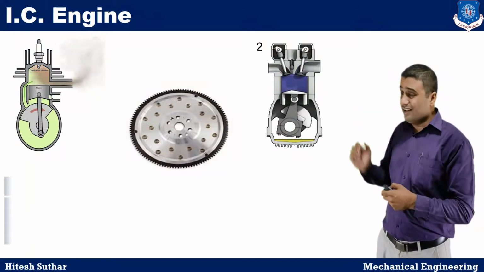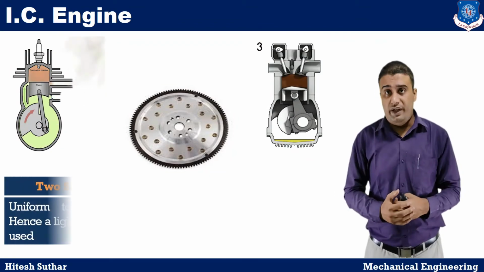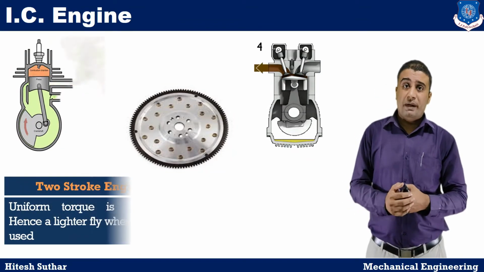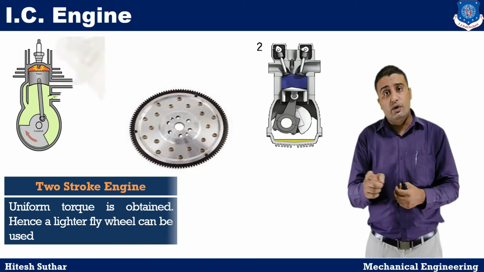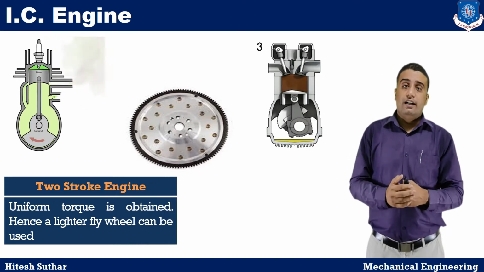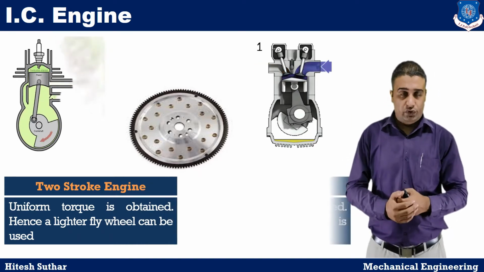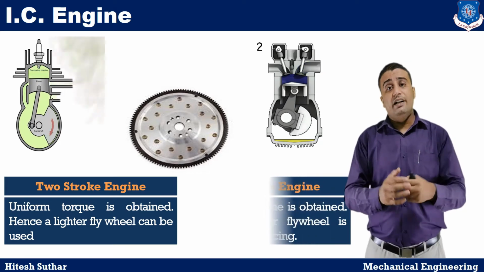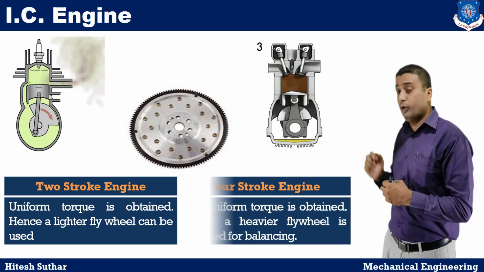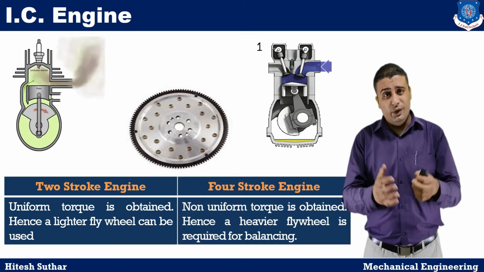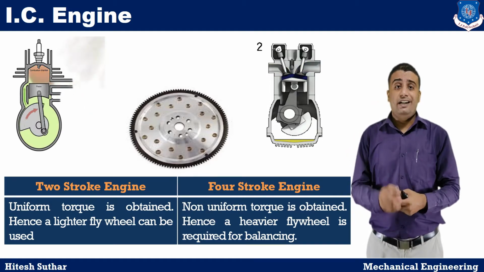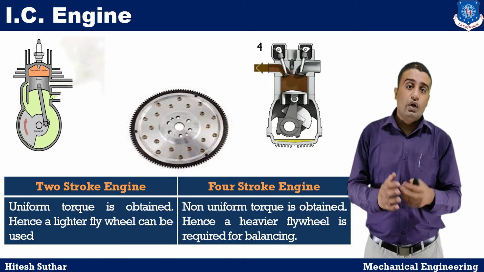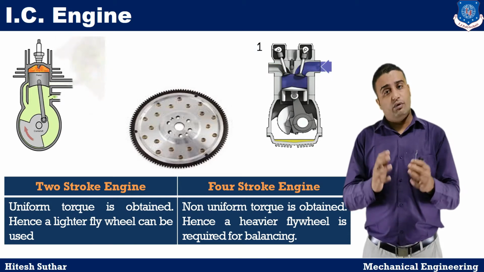So, in two-stroke engine, uniform torque is obtained. As we know, one power stroke is available in one revolution of the crankshaft. So, lighter flywheel can be used in two-stroke engine. On the other hand, in four-stroke engine, non-uniform torque is obtained. As we know, one power stroke is available in two revolutions of the crankshaft. So, heavier flywheel is required for the balancing.